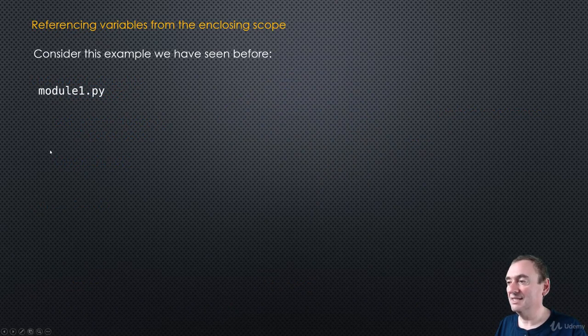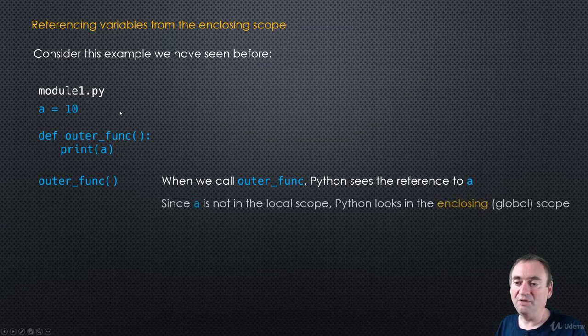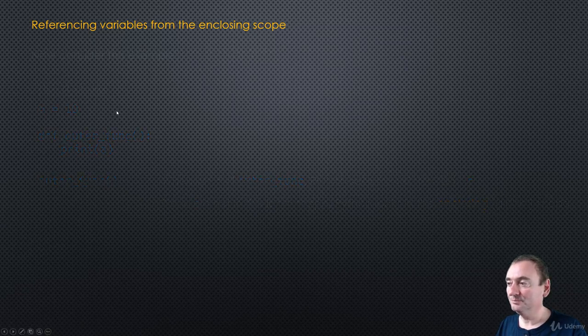So let's take a look at this example that we've seen before, just to remind you. Let's say we have a module, we have a global variable a equals 10, and we have this outer function that just prints a out, and we call the outer function. Well, when we call outer func, Python sees the reference to a. A doesn't exist in the local scope, so it looks upwards. And in this case, we're sitting inside the global scope, so it's going to find the global variable a, the module variable a. And so that's the one it's going to use.